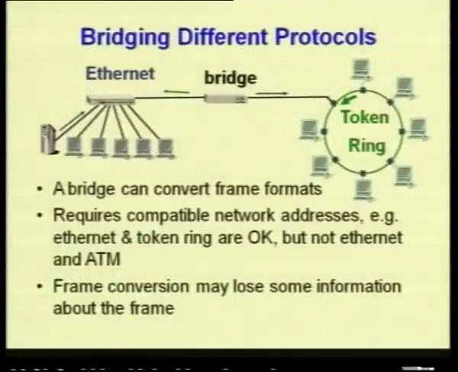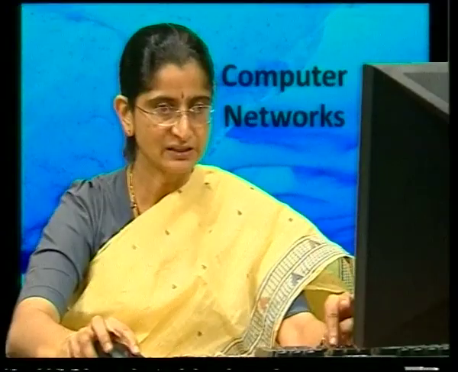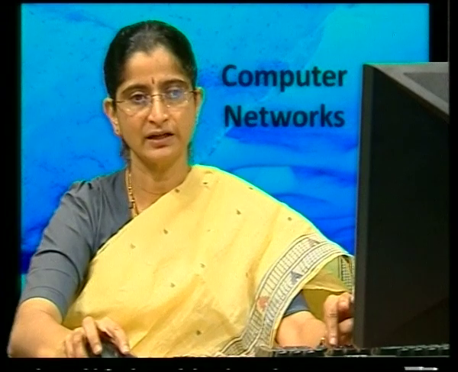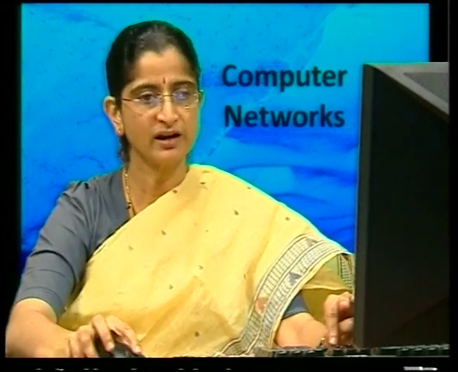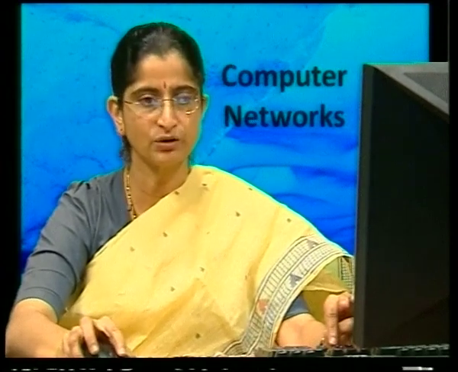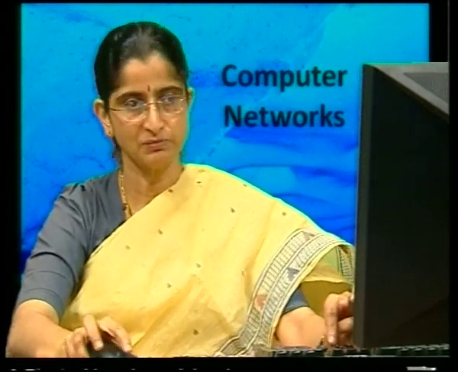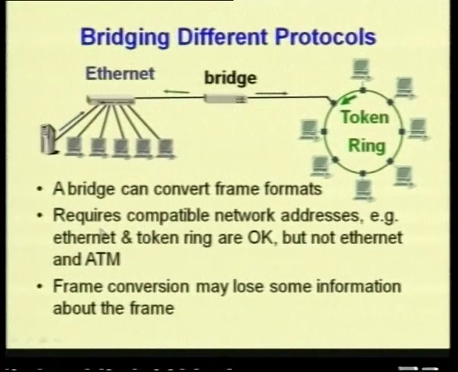What can also happen is the frame conversion may lose some information about the frame. This typically happens when you have data transfer between Ethernet and token ring. Token ring, for instance, has some additional fields like A, C bits and so on, which indicate whether the data has been copied or not, which is not there in an Ethernet frame. So when you are transmitting a token ring frame on an Ethernet, you may lose some information. So that is something you need to contend with.